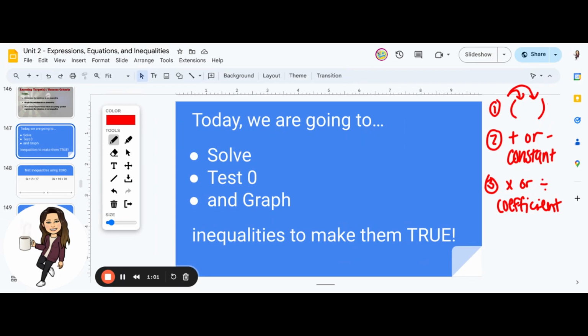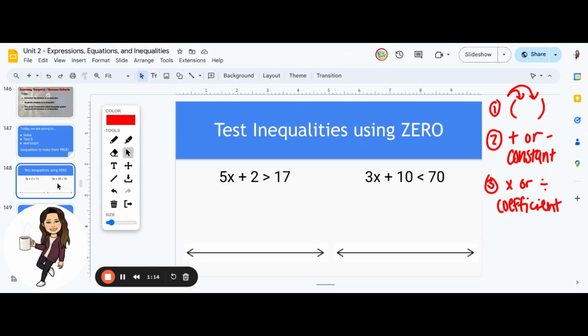Okay, so today, these are actually the notes that we go over the second day of this unit in class. So we are solving, testing, and graphing. And we're just going to start with these. So we are going to solve it first. Now, I think none of these in here actually have parentheses. So really, we're just looking at step 2 and step 3. Same thing, we're going to solve it just as if this was an equal sign.